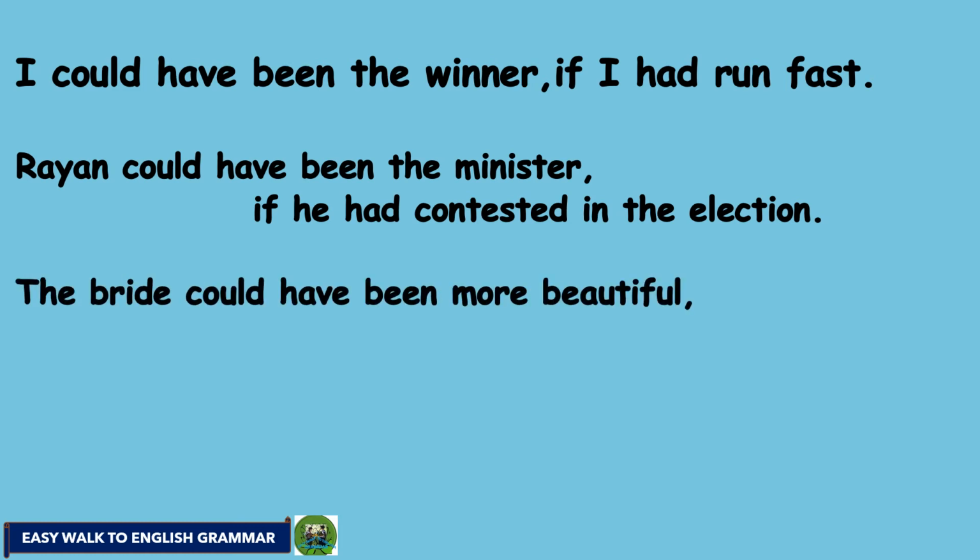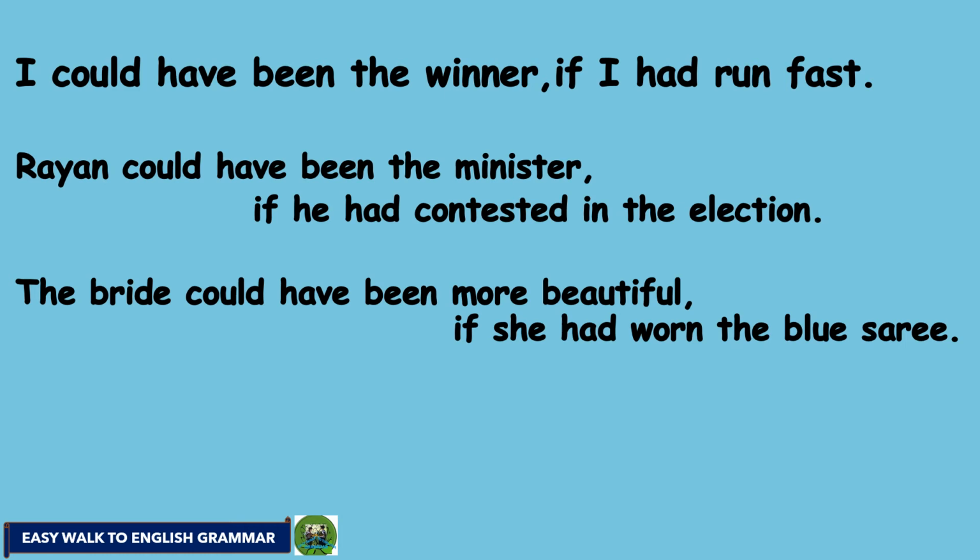Next sentence. The bride could have been more beautiful if she had worn the blue sari. Blue sari suits her a lot, but she selected some other colors, red or orange or something else. But if she had worn the blue sari, she could have been more beautiful. Could have been, a past possibility. It's not possible in the future or in the present because she didn't wear the blue sari. She selected something else, some other colors. So she is not as beautiful as she was expected to be.